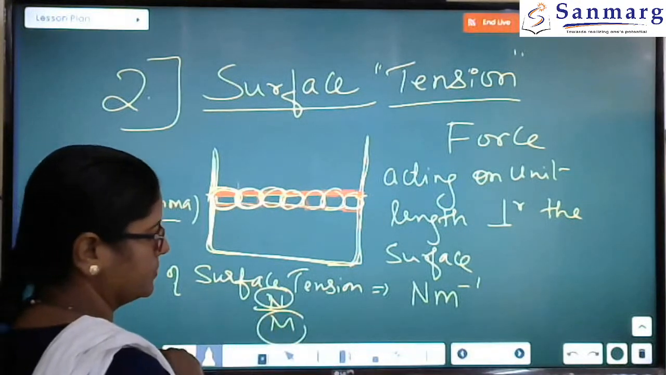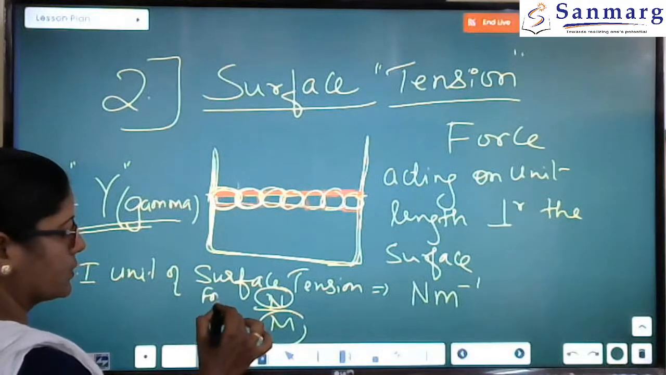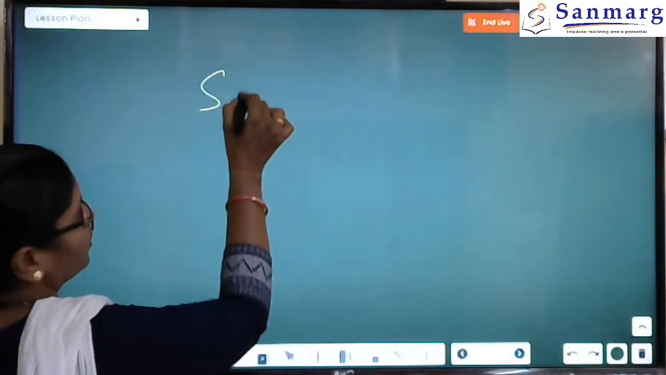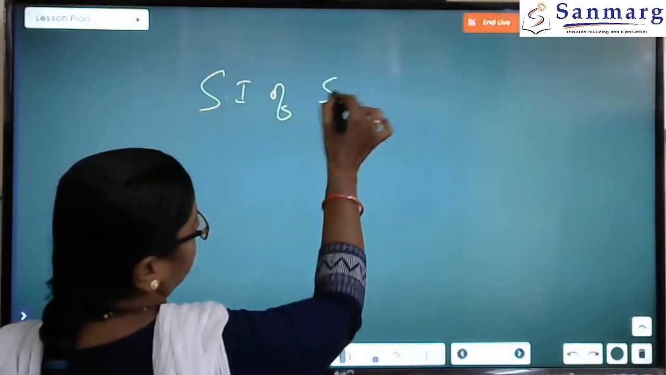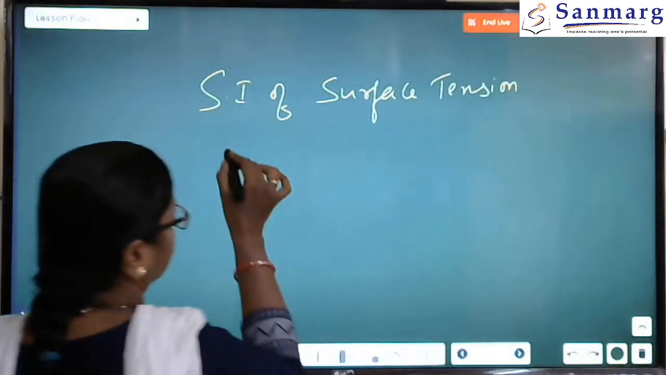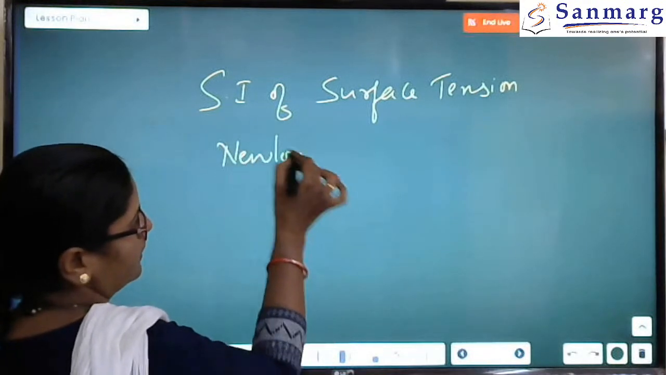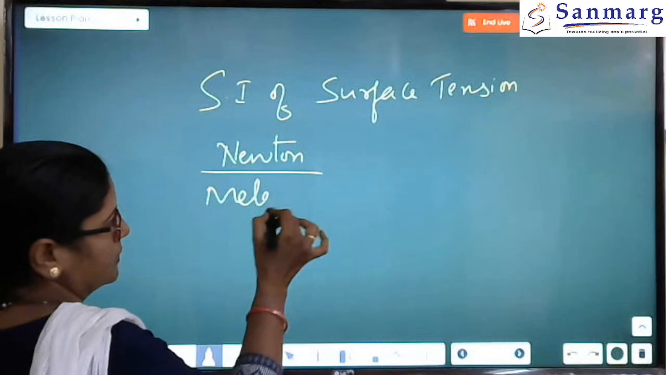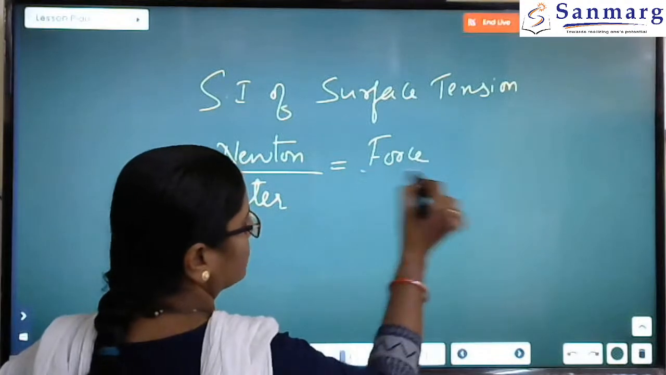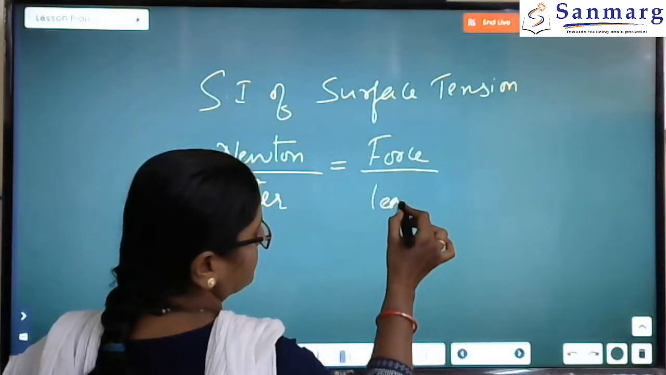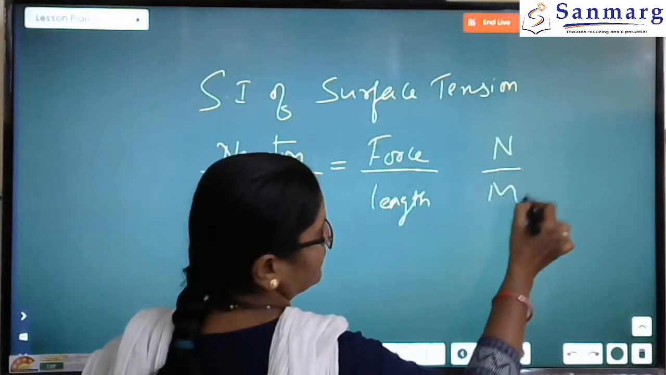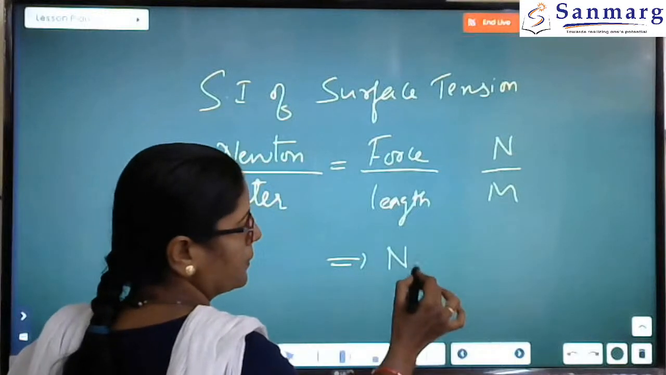Newton is a unit of force. So the SI unit of surface tension is Newton upon meter. Newton is the unit of force, meter is the unit of length. Okay, it is given by N upon m, that is equal to Newton per meter.